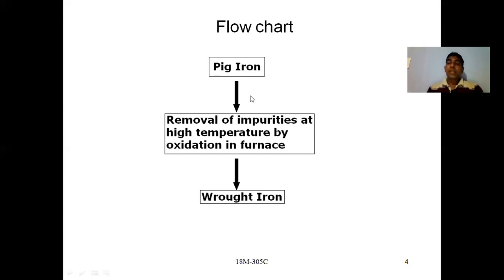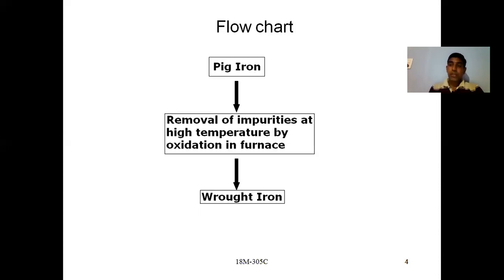This wrought iron will be produced from the puddling furnace. See here how it will be. This is the principle we can say. From pig iron, removal of impurities at a high temperature by oxidation in a furnace, in a puddling furnace. So what is the principle? When you remove the impurities at high temperature in a furnace from the pig iron, you will get the wrought iron. Very simple principle.